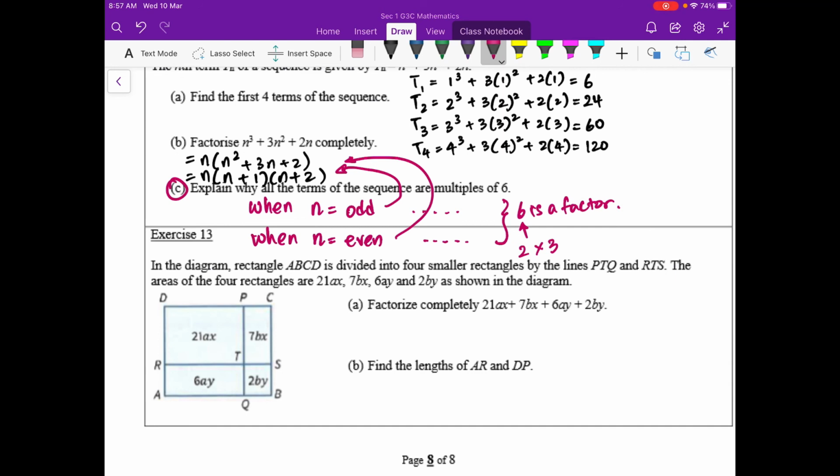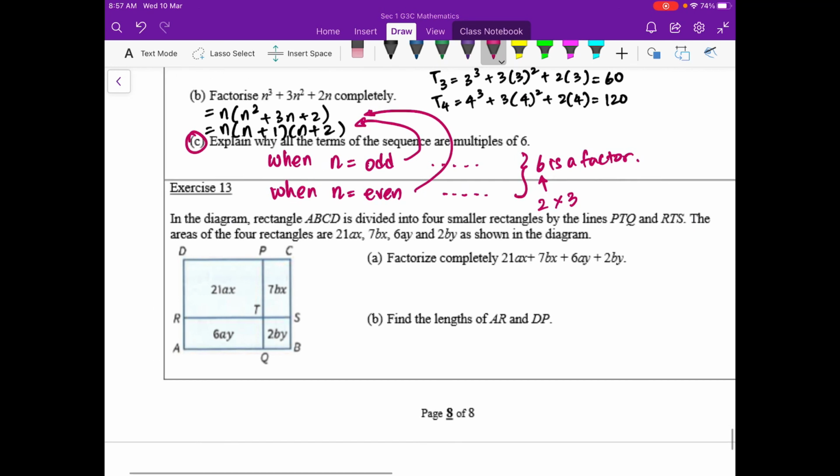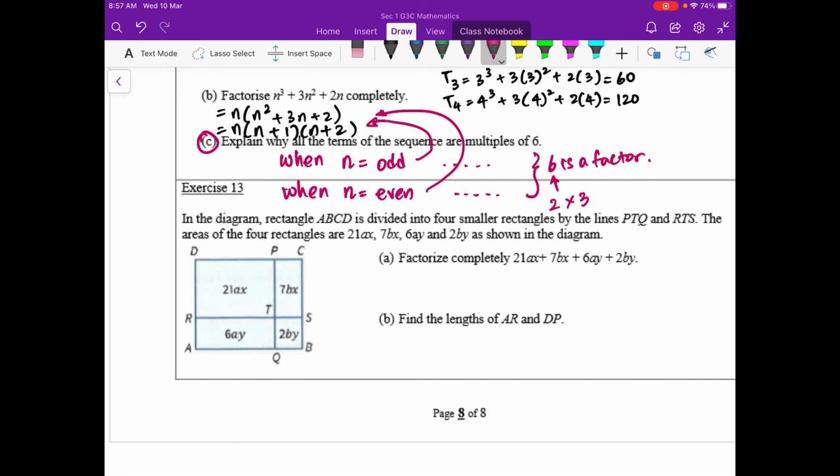Okay, then the final question in this set of notes, exercise number 13. So we have what appears to be like our multiplication frame. You know, we always draw 4 boxes, right? And they are related to the area. Same thing over here. The areas are 21ax, 7bx, 6ay, and 2by. So they want you to factorize this.